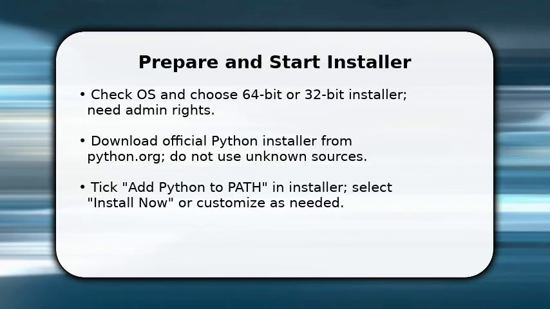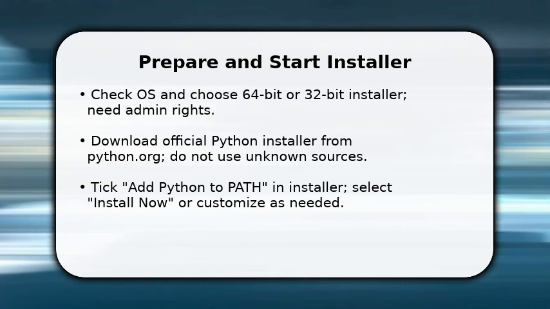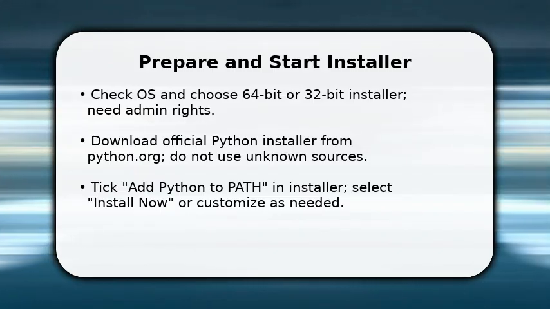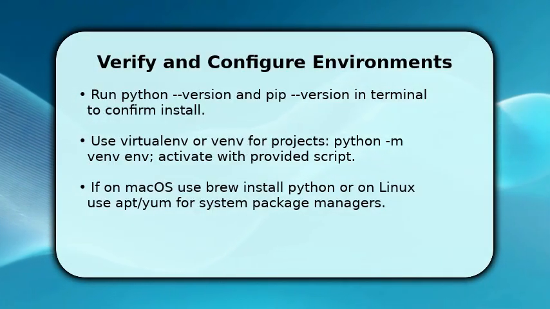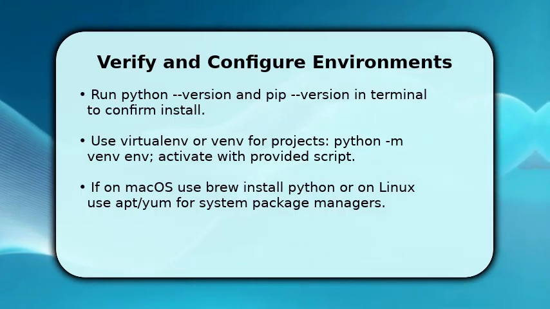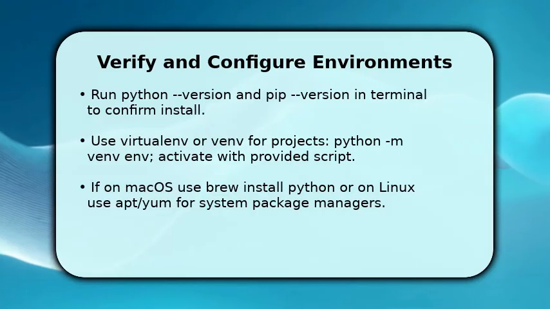You're starting the actual install now, not just preparing, so let it run and watch the progress bar until it finishes. You verify the install by opening a terminal and running python --version and pip --version, which proves executables are reachable. Once confirmed, create isolated environments with python -m venv and activate them. This prevents package conflicts and explains why you avoid installing everything system-wide.